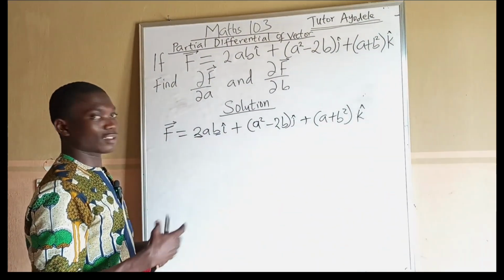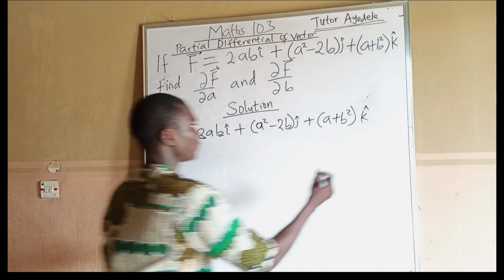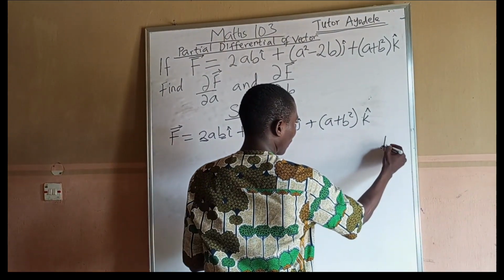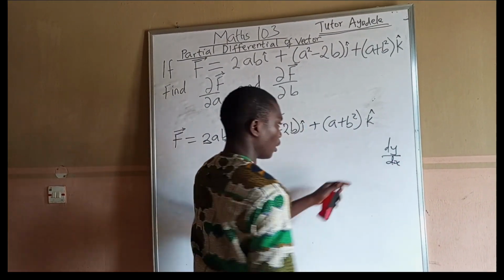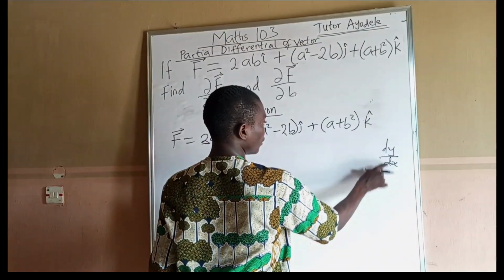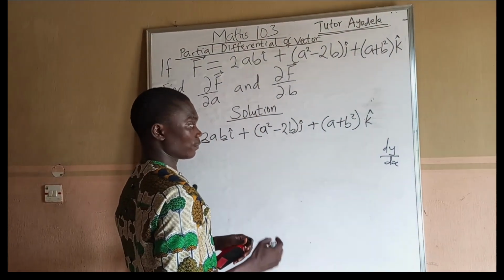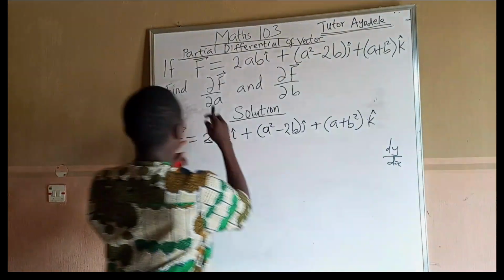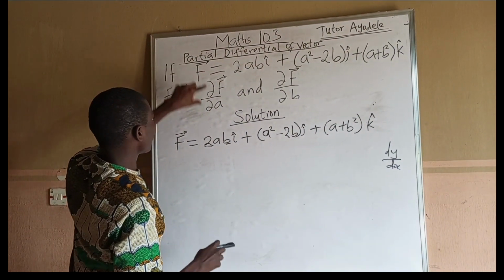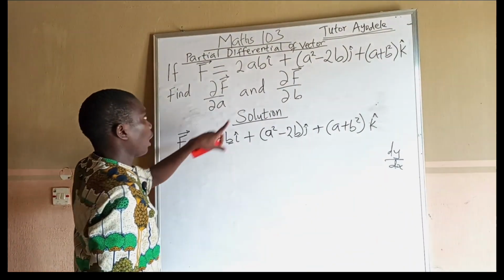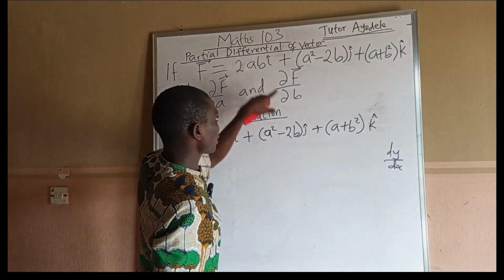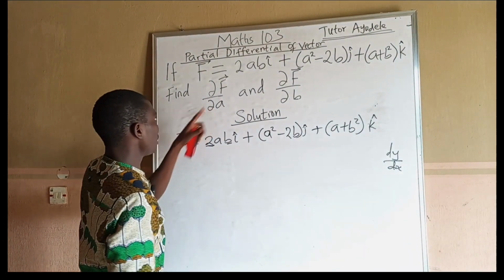We have total derivative and we have partial derivative. Total derivative is usually represented like this. You might have heard about dy/dx; this is how we write total derivative. Why is this one a partial derivative? Because we are differentiating this vector f with respect to a, and we're also differentiating vector f with respect to b. What does this simply mean?